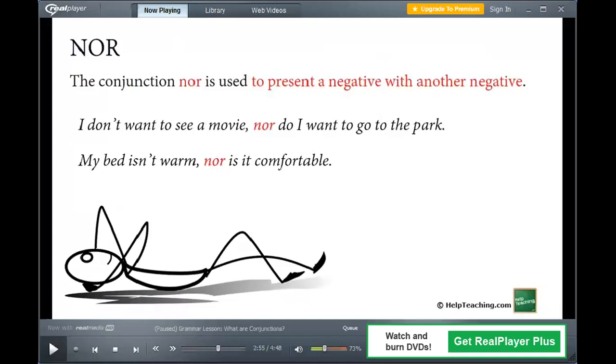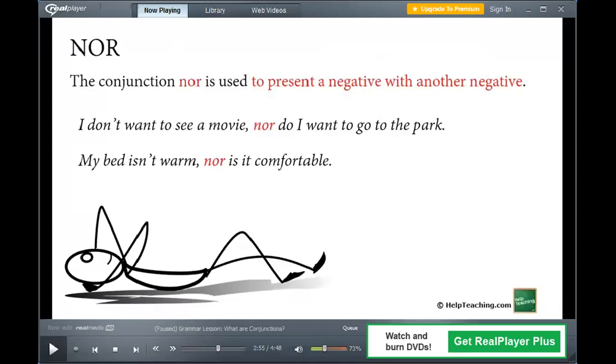Then you also say, nor do I want to go to the park. So there are two things I don't want to do. I don't want to see a movie, and I don't want to go to the park. So you use the conjunction nor to connect the two ideas together.